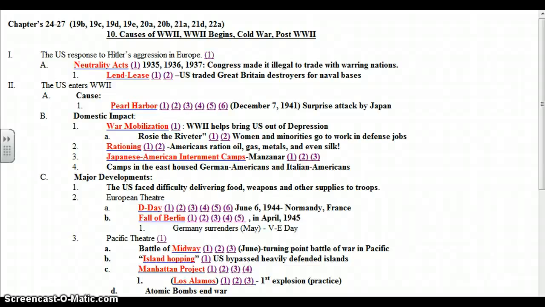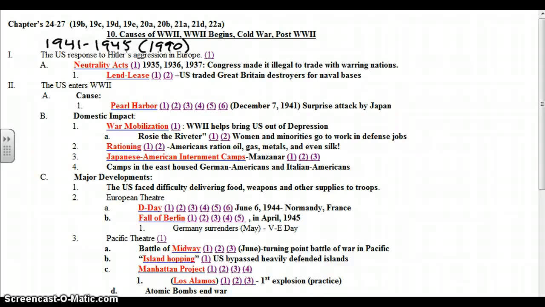Today we're going to talk about Unit 10, and specifically we're going to talk about causes of World War II. The years of World War II, and make sure you write this down, are 1941 to 1945. In previous lessons we talked about how the Cold War actually began after the end of World War II, and it ended in 1990. What are the causes of World War II?